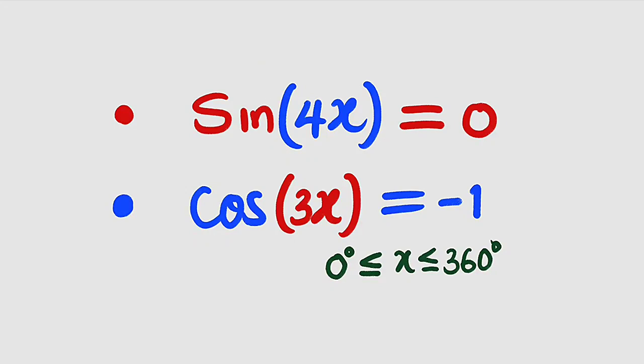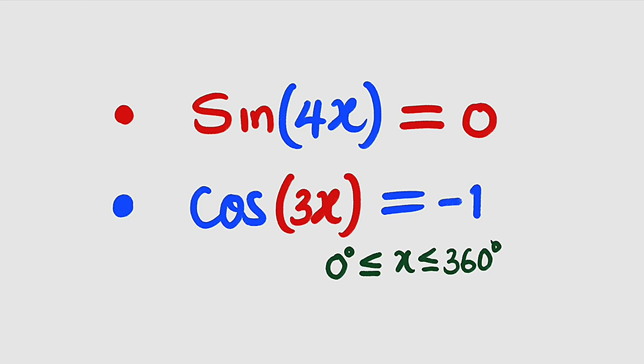Hello, good day viewers. In this tutorial, we are going to find a solution to these two trigonometric equations. The first equation is sine of 4x equal to 0, while the second one is cosine of 3x equal to -1. And we are asked to find the values of x from 0 to 360 degrees. And I'm going to present you a very simple way to do that.